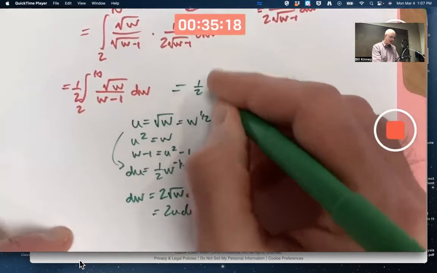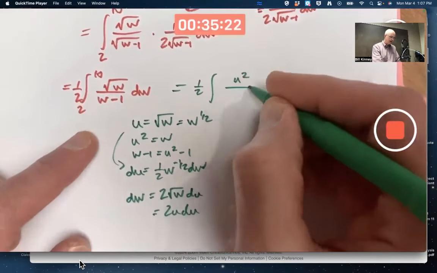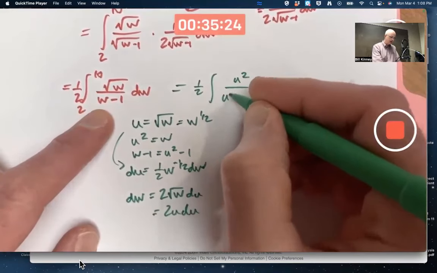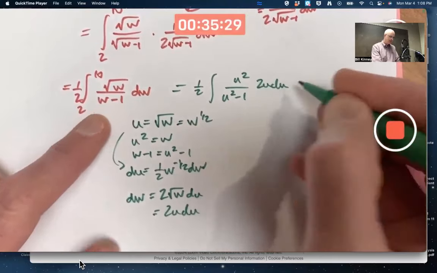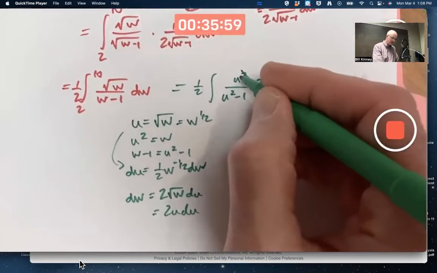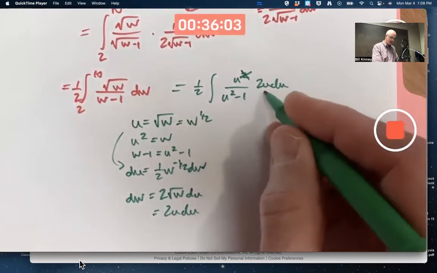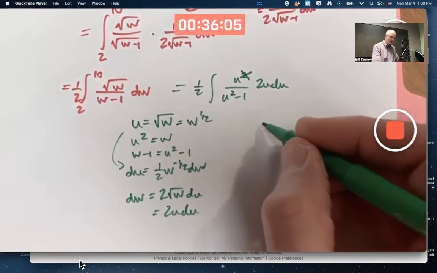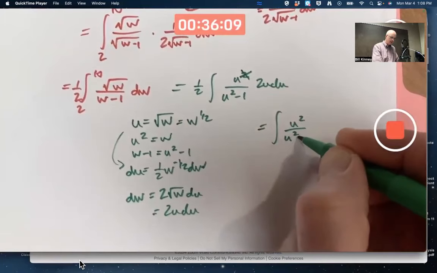Keep the 1/2 out in front. Change the square root of w in the numerator to a u. Change the w minus 1 down here to a u squared minus 1. Change the dw to a 2u du. Oops, there's a mistake here. This should be a u to the first power, not u squared. I ultimately do get a u squared because of the other u here. The 2's cancel, leaving me with the integral of u squared over u squared minus 1.